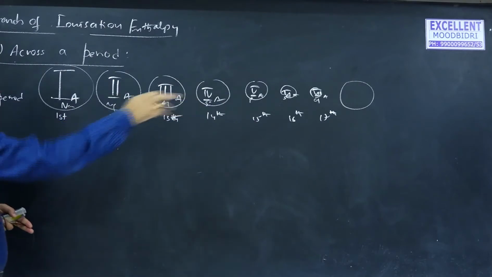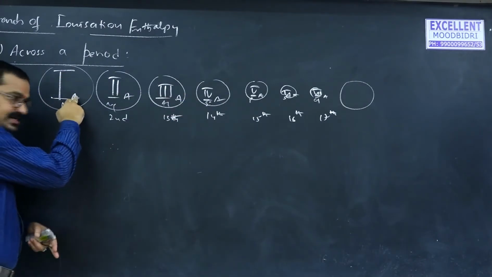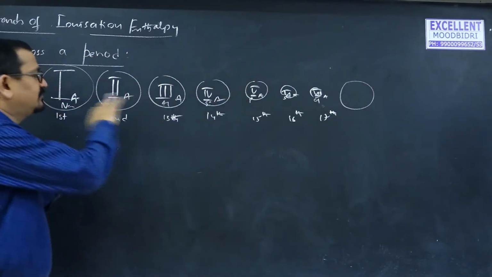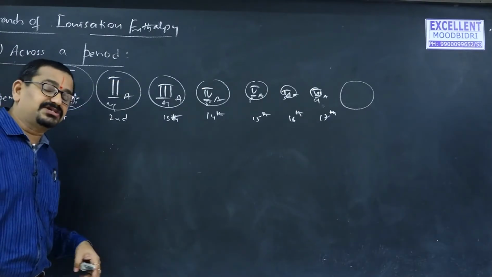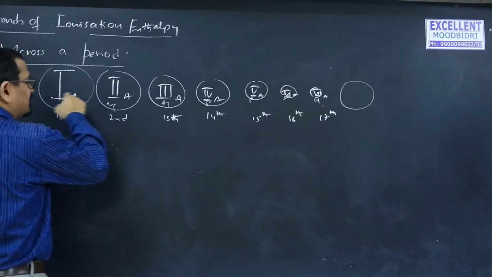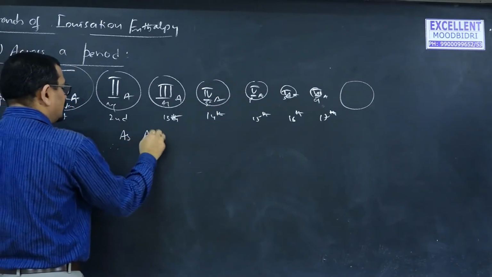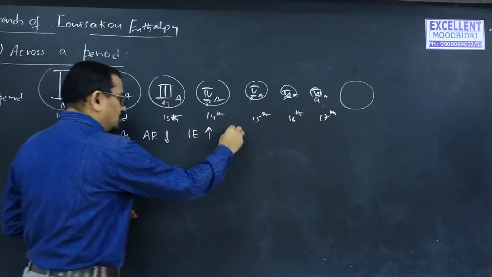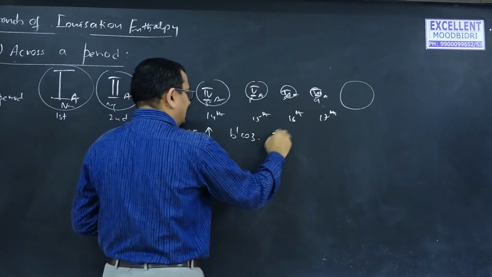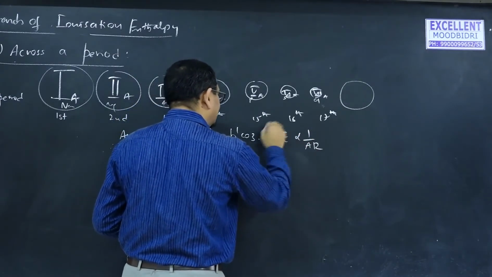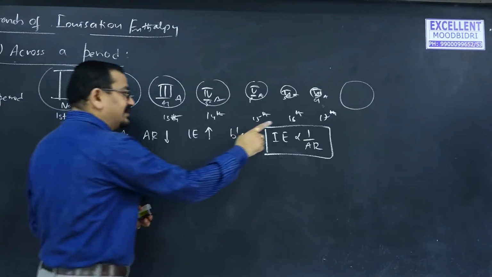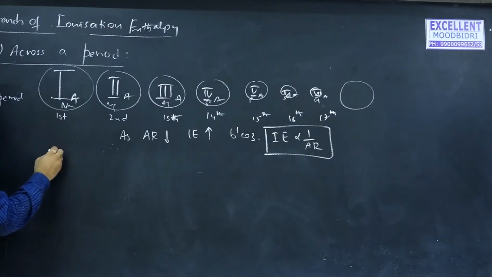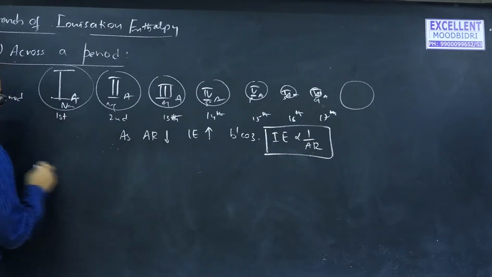Now, in any given period, the larger size will be from alkali metal and the smaller size will be from halogens, 17th group elements. So, according to this atomic size trend, how does the ionization enthalpy vary? Tell me. As atomic size decreases, as atomic radius decreases, ionization enthalpy increases. Obviously, because ionization enthalpy is inversely proportional to atomic radius. We studied this. As atomic radius decreases, ionization enthalpy increases. So, which should have the highest ionization enthalpy and the lowest ionization enthalpy in any given period?